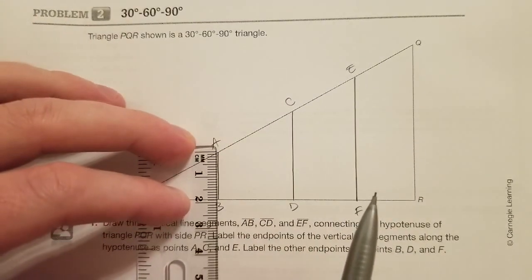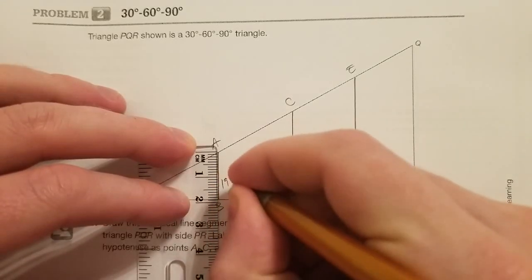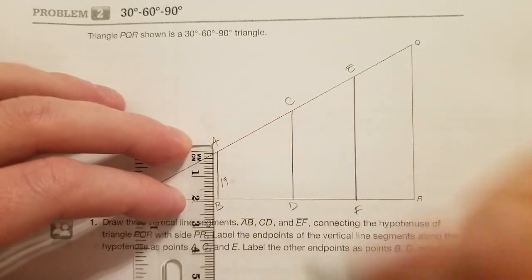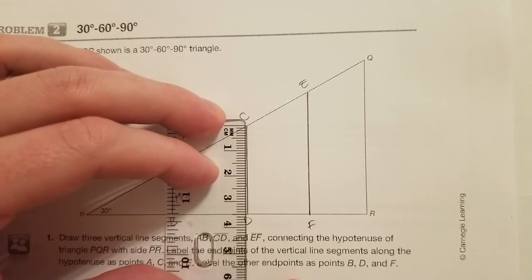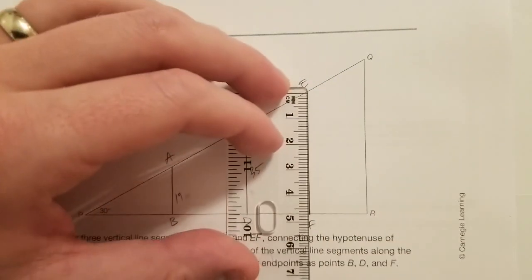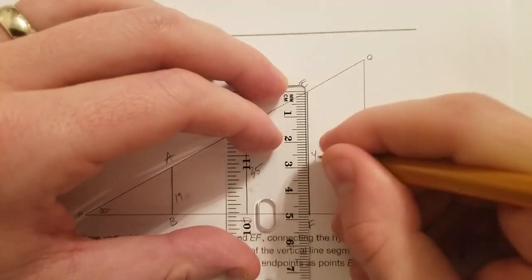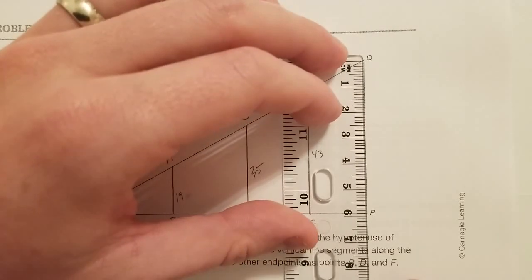So I got AB. This one looks to me like it's about 19. I know that these are going to be side lengths, so I'm just going to skip putting the MMs. This one looks to be about 35. This one looks to be about 43. And this one looks to be about 59.